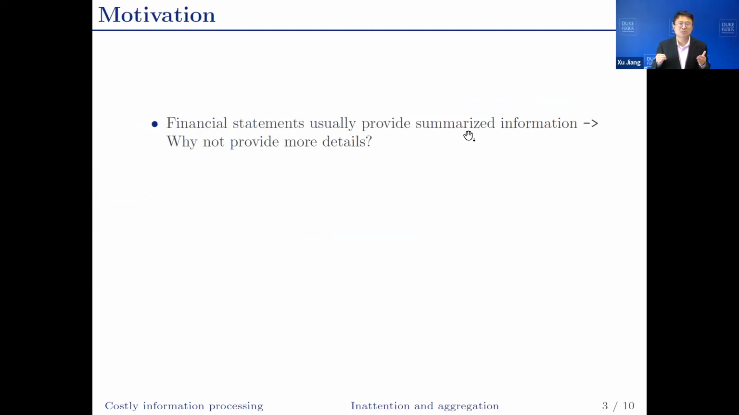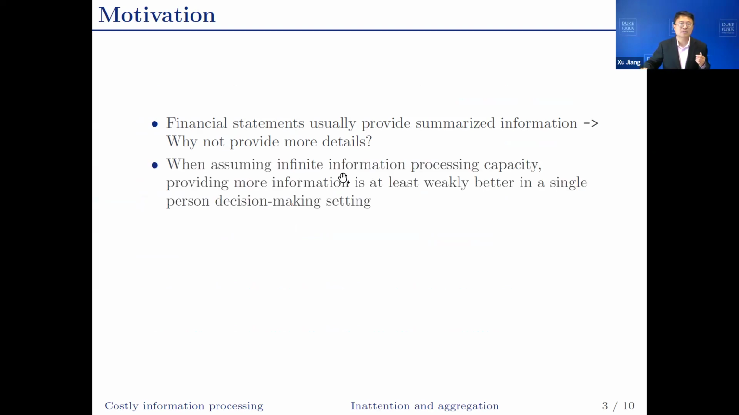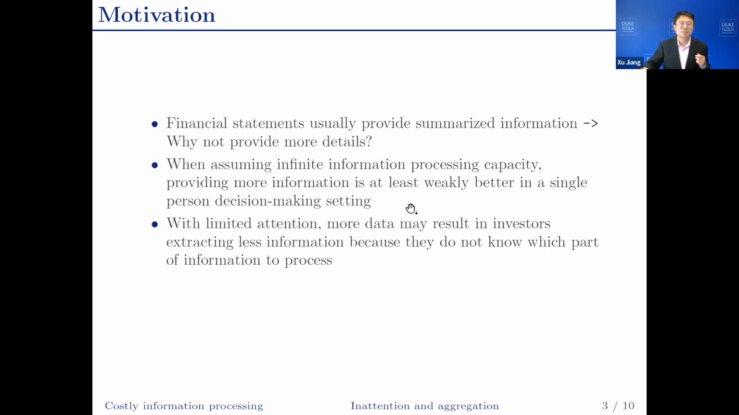We know that financial statements usually provide summarized, aggregated information. A common question is, why not provide more details? If we assume infinite information processing capacity and consider a single-person decision-making setting, then providing more information cannot be worse. It's at least weakly better, because if the additional information is useless, you can always ignore it.